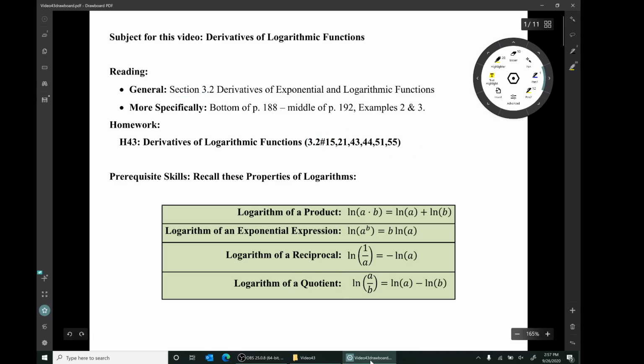We'll be using some prerequisite skills, these properties of logarithms. The logarithm of a times b is not ln of a times ln of b, it's ln of a plus ln of b. The logarithm of a to the b power is b ln of a. The logarithm of 1 over a is minus logarithm of a. And finally, logarithm of a quotient, a over b, is ln of a minus ln of b.